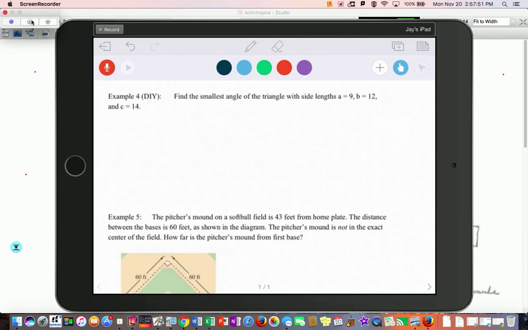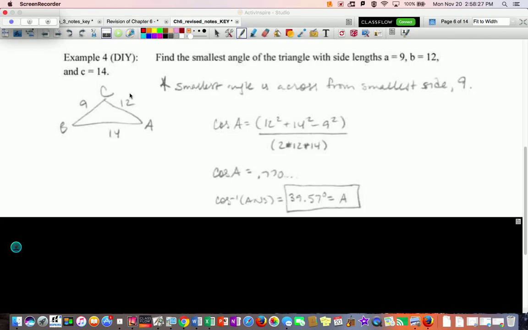All right, example 4 is a DIY, so find the smallest angle of the triangle and come back and check your answer. Pause the video now. All right, here's the DIY that you're working on. You just put 9, 12, 14. So if I ask you to find the smallest angle, in this case, it's going to be angle A because it's opposite the smallest side. So if you do angle A, maybe you do the top and the bottom, and you get this decimal second cosine of it, you should get 39.57 degrees.